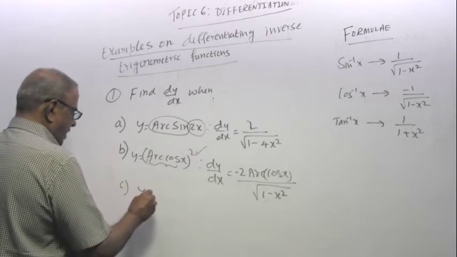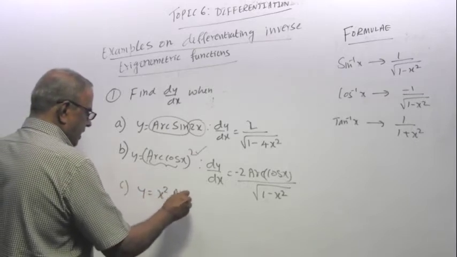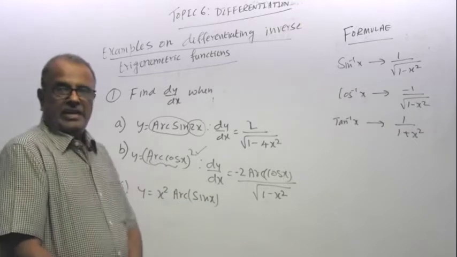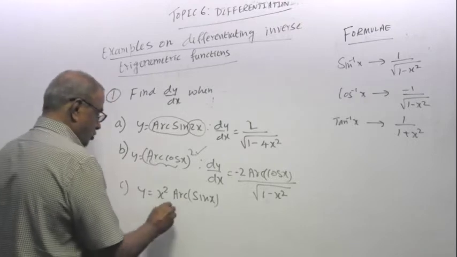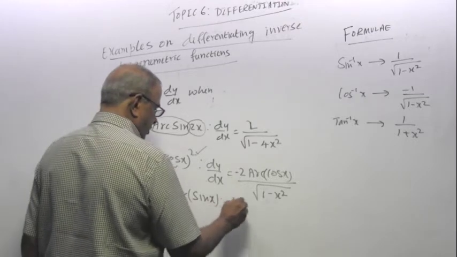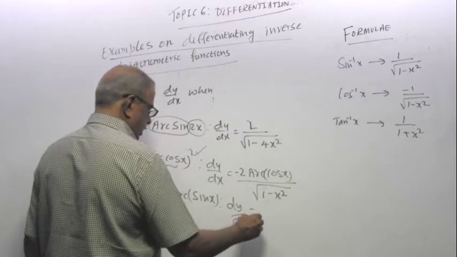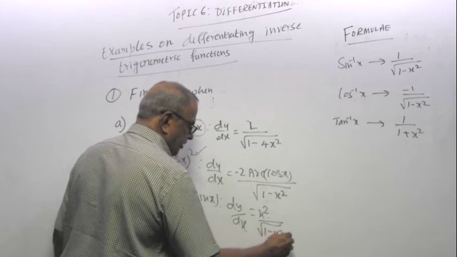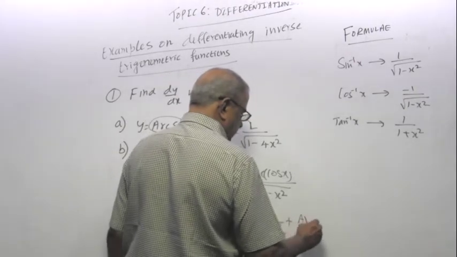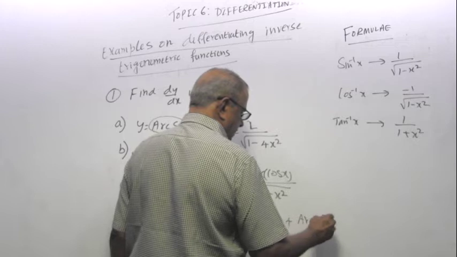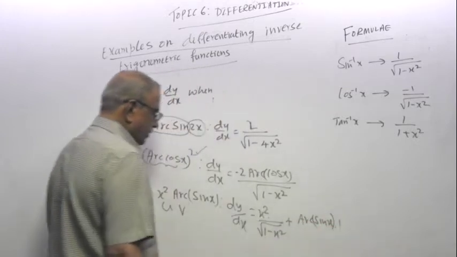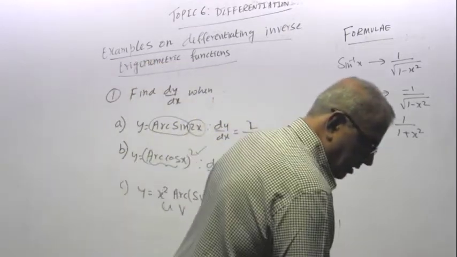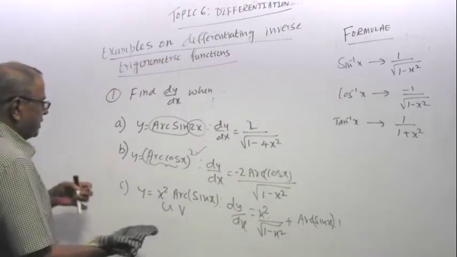But see, y equal to x squared arc sine x. There are two functions now, u and v. So what's dy by dx? U is x squared, derivative of arc sine is 1 over root 1 minus x squared, plus v is arc sine x, derivative of the other one is 2x. You can leave the answer there, you don't have to do anything else. So, that is how you differentiate.